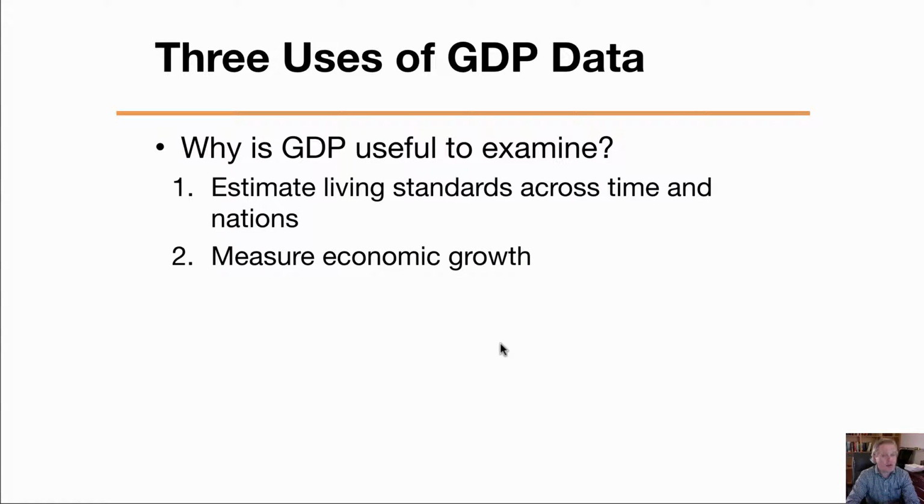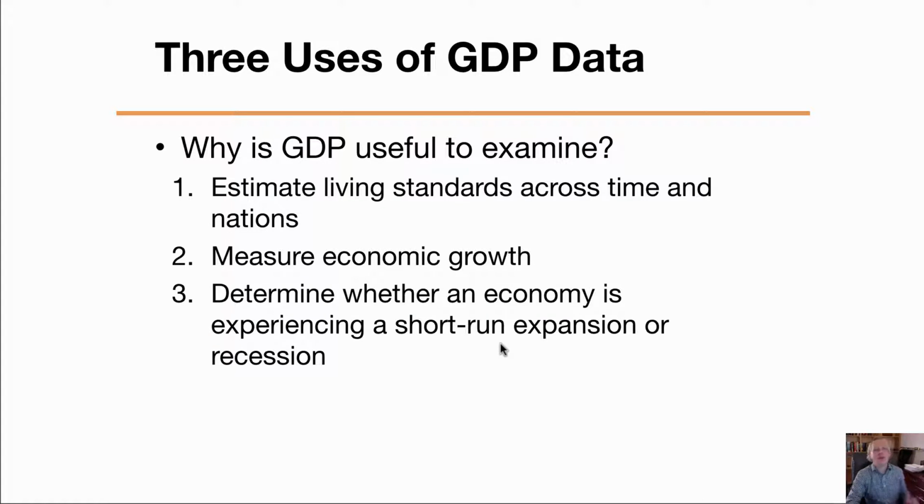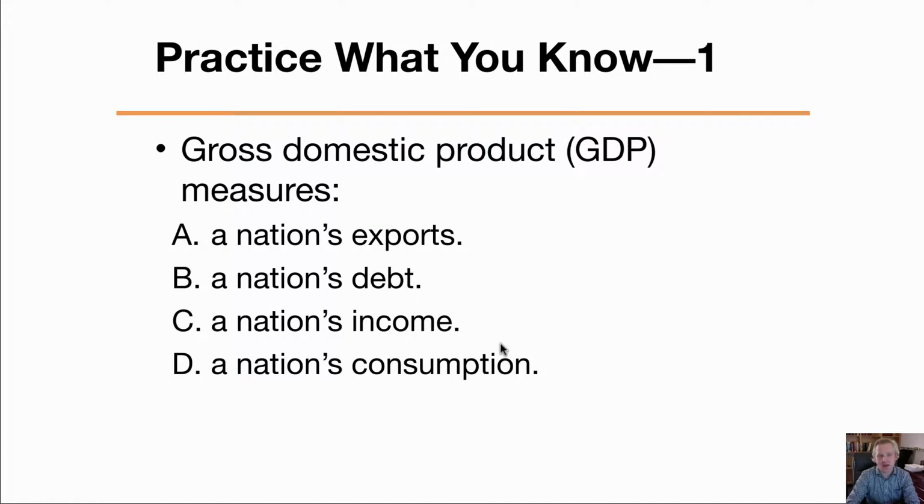It's also one of the primary ways we measure economic growth. If GDP goes up, then we would usually say that particular economy has grown by whatever the percentage rate is. And we're going to get into those calculations in just a bit. You can also use GDP to determine whether an economy is experiencing a short-run expansion or a recession or a depression. And there are actually very technical definitions of those things that we're going to get into in later chapters. But for the most part, an expansion is when GDP is growing, a recession is when GDP is contracting overall, and a depression is a severe sustained contraction in the size of GDP overall.